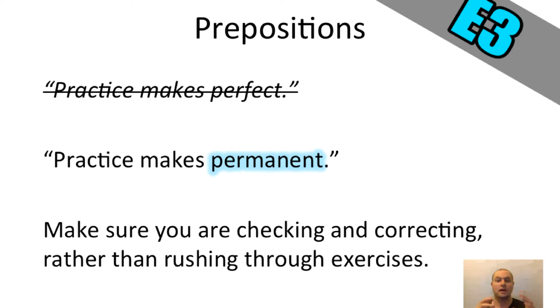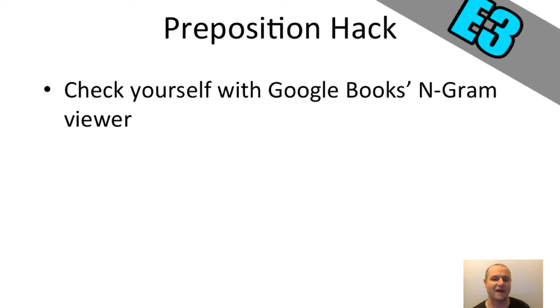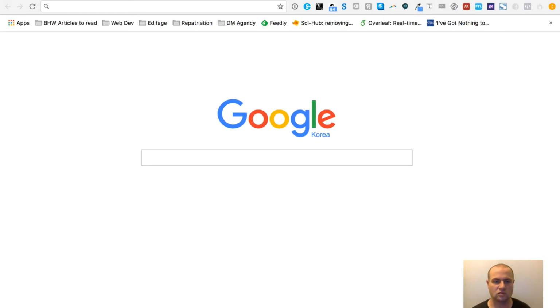Okay. Now, that being said, I have a pretty awesome trick for you. Right? I've got a trick for using prepositions that you're really going to like, right? And that's something called Google Books Ngram Viewer. And I'm actually going to bring up Google Books and I'm going to show you this live in my web browser. So I've got Google Chrome open.